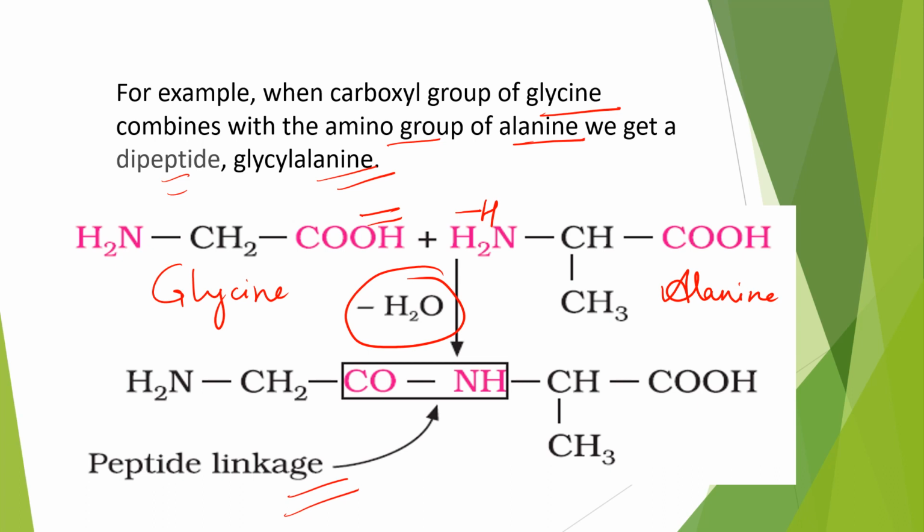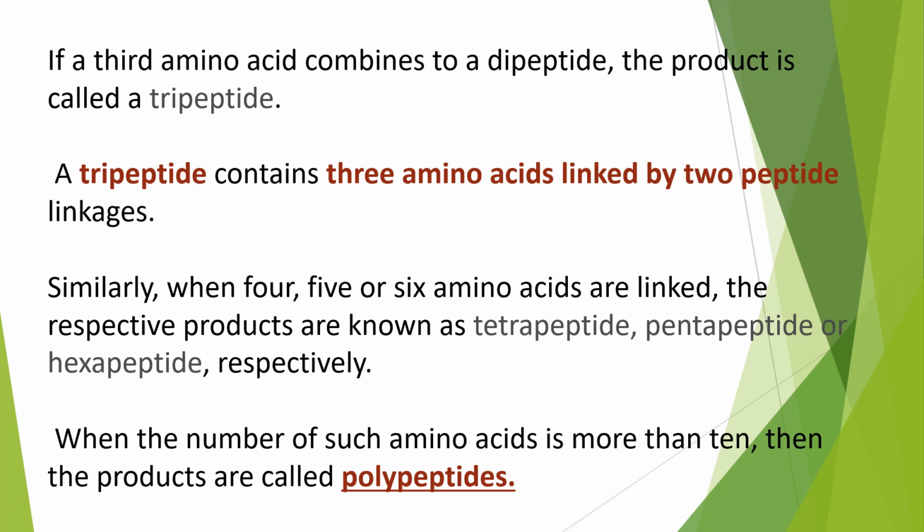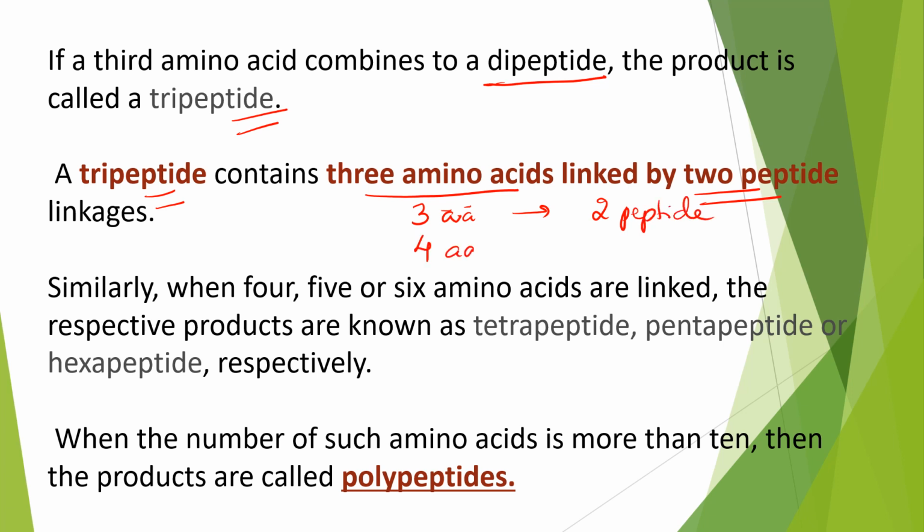Now we will read some terms related to proteins. So if a third amino acid combines to a dipeptide, the product is called tripeptide. So a tripeptide contains three amino acids linked by two peptide bonds. So it is very easy: if three amino acids are joined, they will be joined by two peptide bonds. Suppose if four amino acids are there in the structure, then it will have three peptide bonds. Peptide bond means C double bond O, N H. This is the peptide bond.